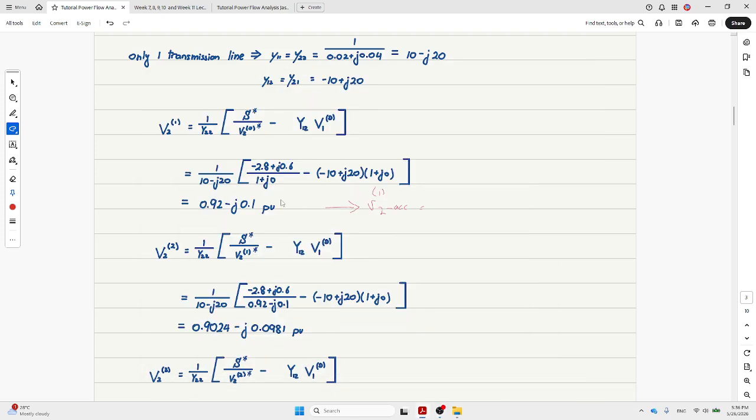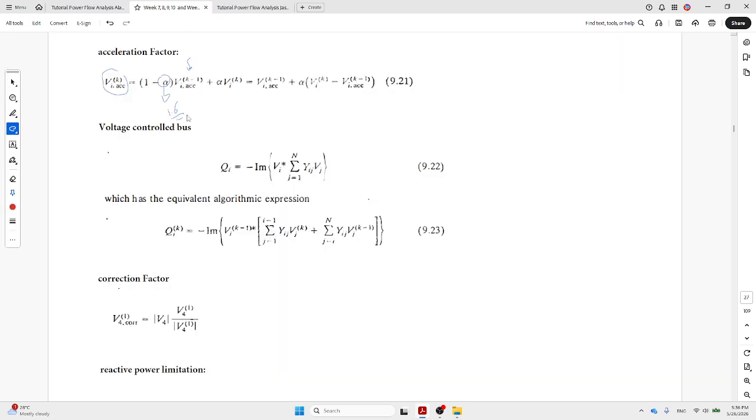Okay, it seems that I missed the acceleration factor for this equation. Using this formula here, the acceleration value is 1 minus alpha, where alpha here is considered as 1.6, so 1 minus 1.6 is minus 0.6. The last value plus alpha with the current value.